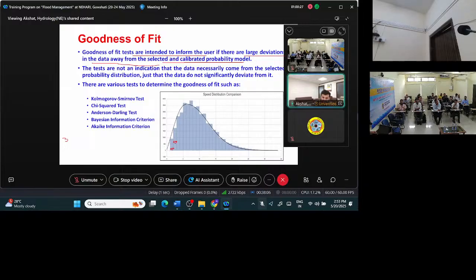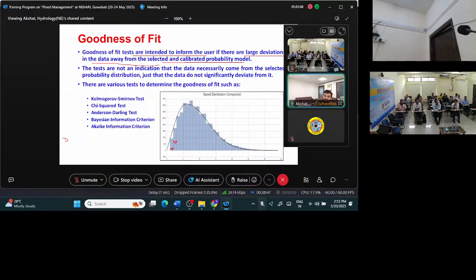And if this bar chart fits this line of model which we have selected, that means it is a good fit. If not, for example, if the number of bars go out of this black line or they remain much below the black line, that means our fit is not good. So basically, goodness of fit tests are intended to inform the user if there are large deviations in the data away from the selected and calibrated probability model.